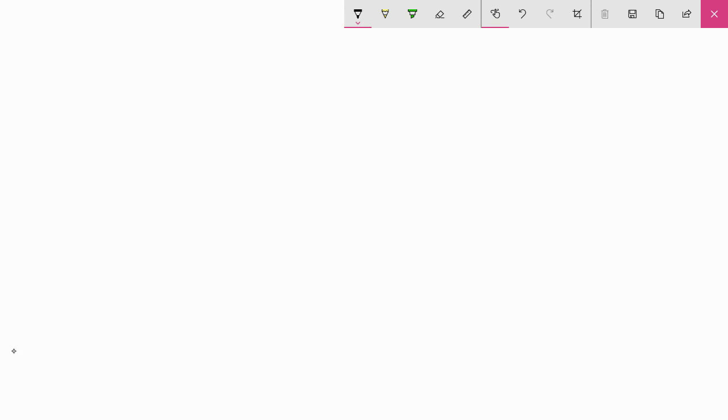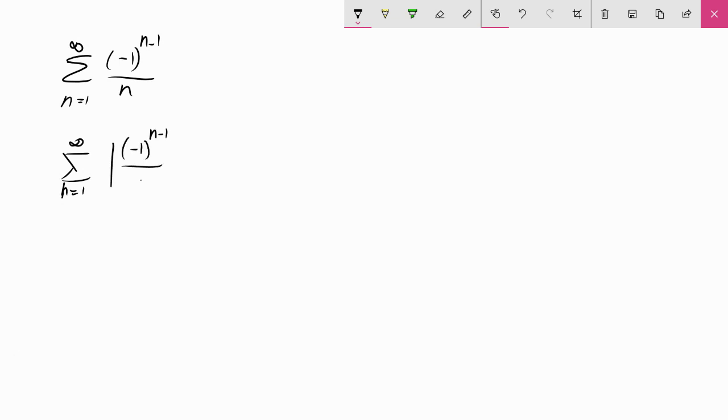And here's what we have, the sum from n equals 1 to infinity of (-1)^(n-1) over n. And again, we'll put it in absolute value to determine whether or not it's absolutely convergent. So the absolute value, (-1)^(n-1) over n. Now again, from the previous example, we see that this is a convergent series.